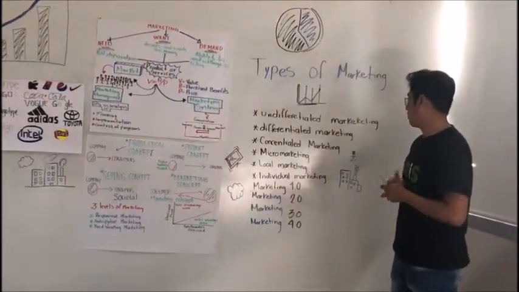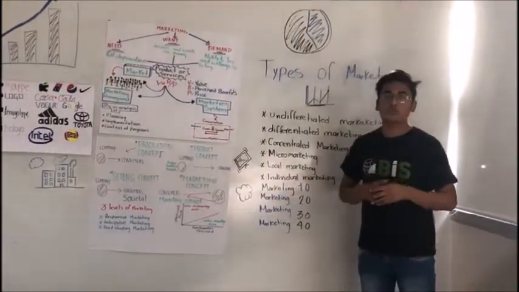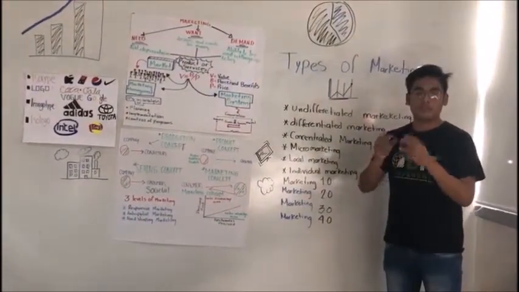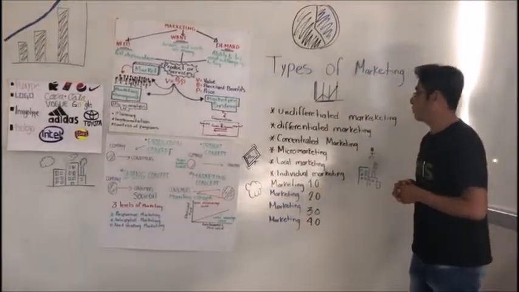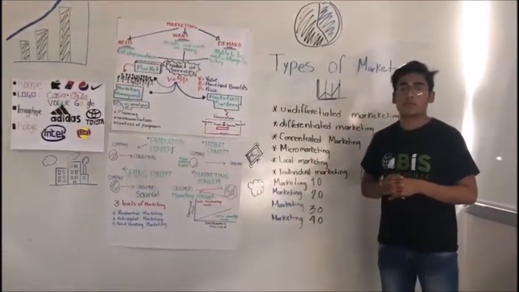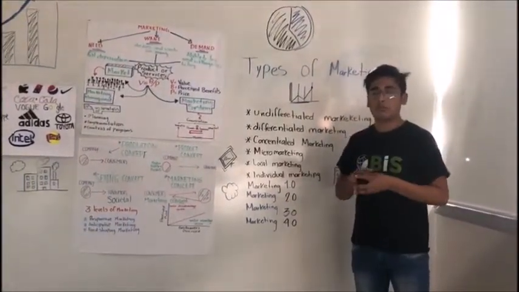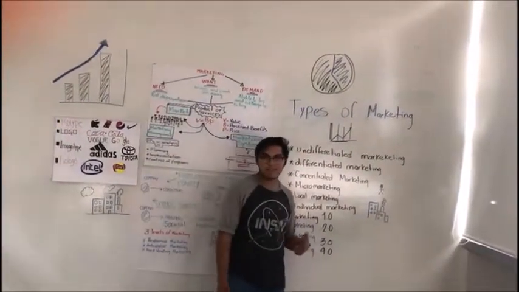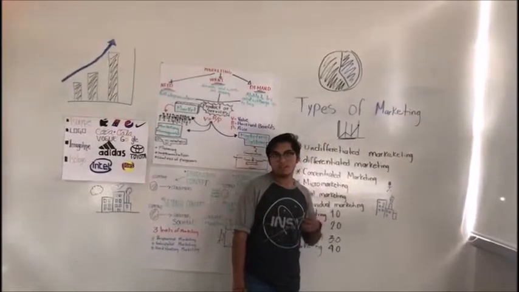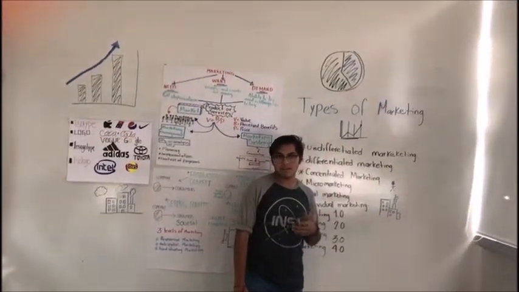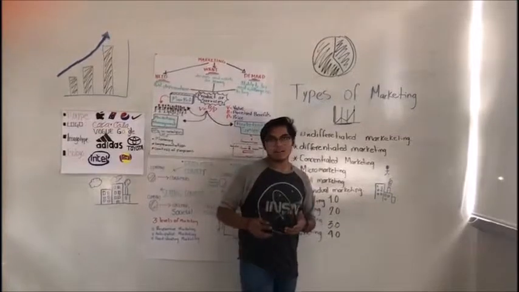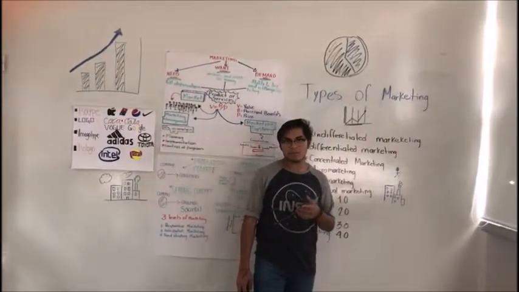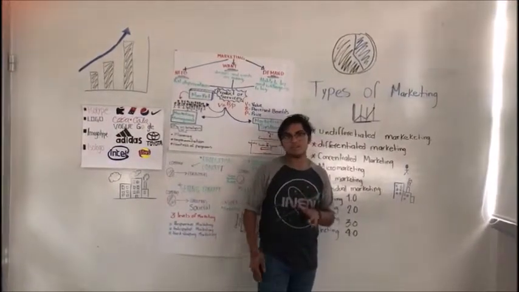And concentrated marketing is when you make a product for a specific group. For example, rich people, or another example of that. Niche marketing is a marketing strategy in which the advertising efforts are focused on a small group of very specific consumers.